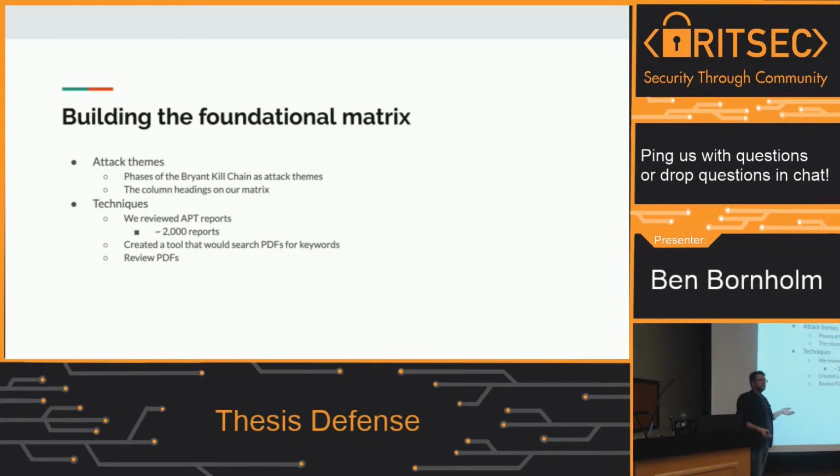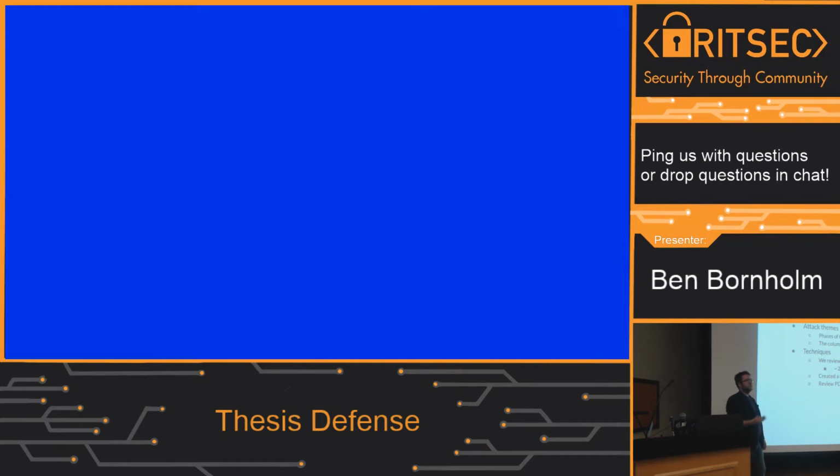So we use the Bryant kill chain, which I discussed earlier in this presentation, as our attack themes, and those are our column headings. And we fill in each column with actual attack techniques. To do this, we reviewed APT reports. Specifically, we reviewed close to 2,000 APT reports. However, I did not read each APT report. That is not worth anyone's time. So to do it more effectively, we created a tool that would search all these PDFs for keywords. I came up with a common keyword list and sent the scanner out scanning all these PDFs, and then I would review these PDFs later.